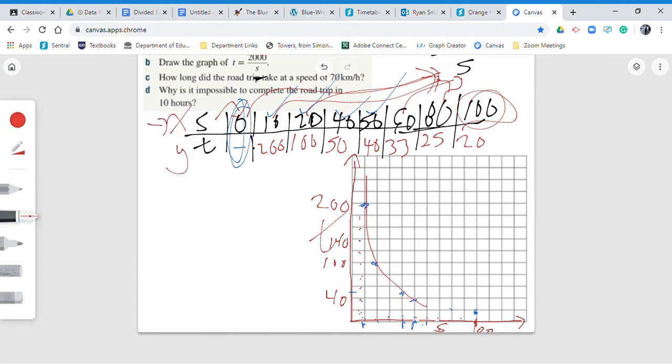Not as terrible. I missed my dots, and again, forgive me. Drawing on a screen versus drawing on a piece of paper are two very different things. So there's my function of t equals 2,000 over s.